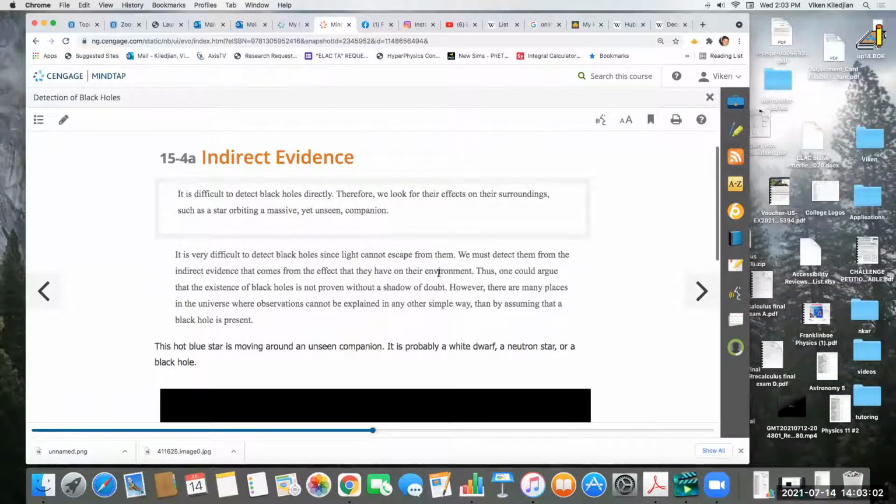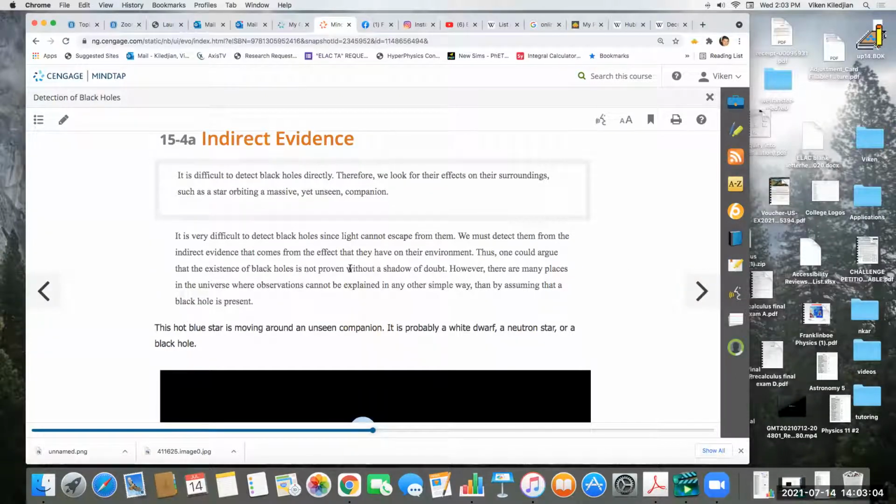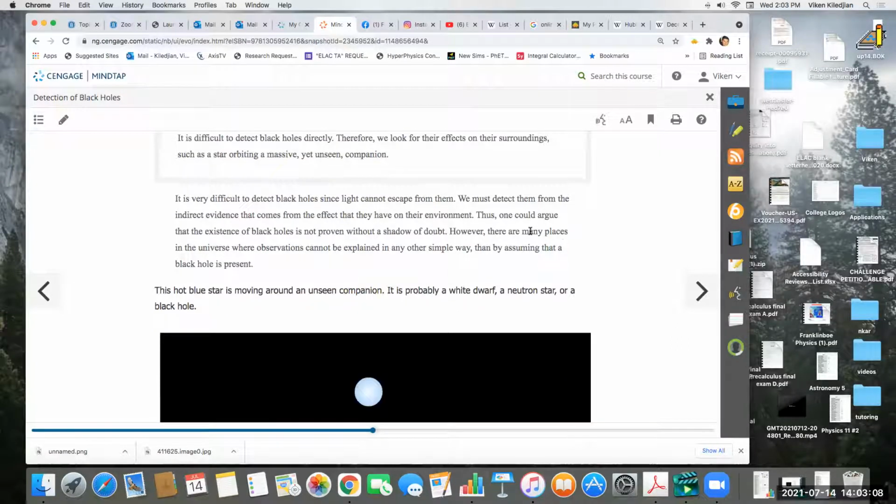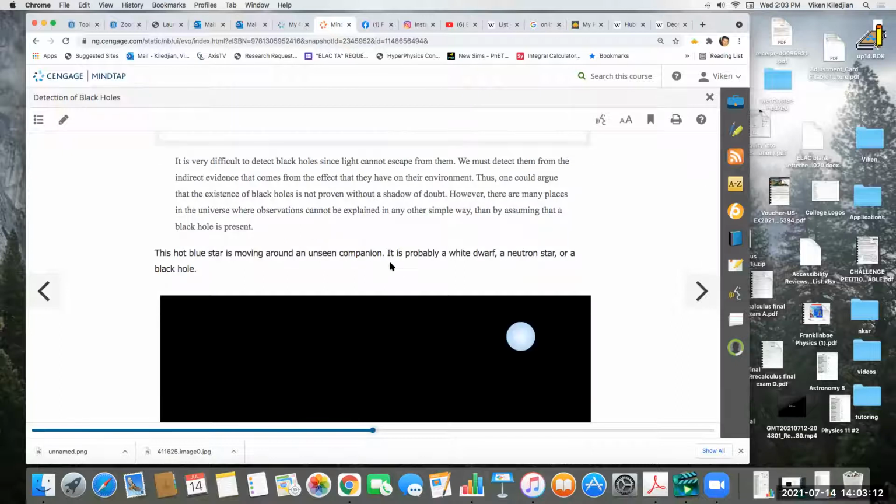Thus, one could argue that the existence of black holes is not proven without a shadow of a doubt. However, there are many places in the universe where observations cannot be explained in any other simple way than by assuming that a black hole is present. So basically, we are inferring their existence, but we don't actually see one.